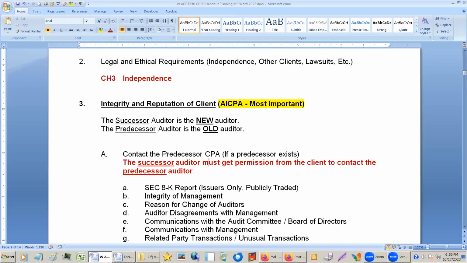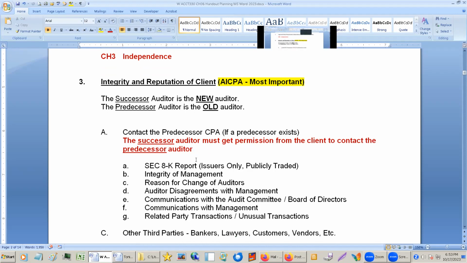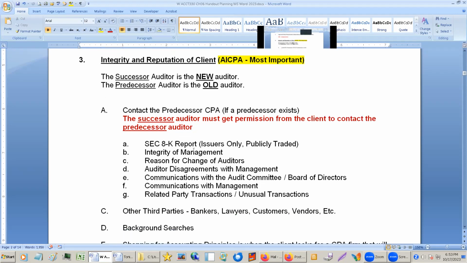Can it happen where you don't get permission? If there's something unusual that happens, like let's say the predecessor auditor died or left the country or something, it's possible that they're not available. But in general, you do have to get it.